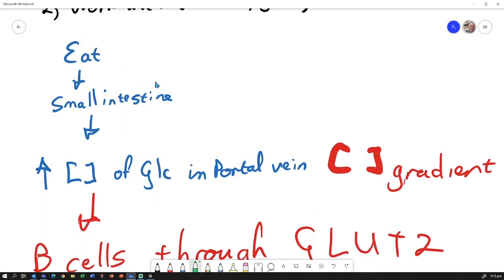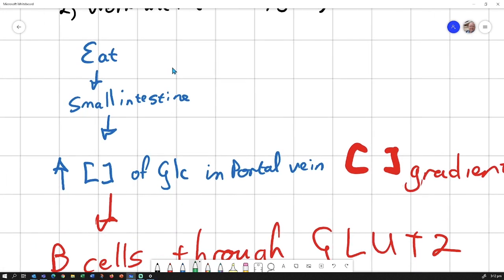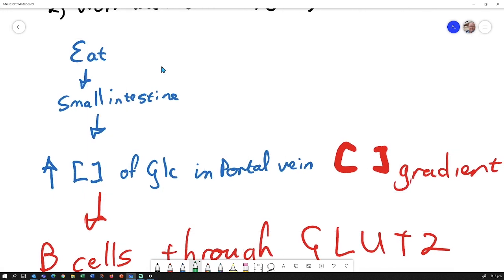Okay, so what I did with the class was we actually went through and looked at a flow diagram of the whole system. So I do think this is important so that you can see the biochemistry and you can see how it then plays out and the kind of level that I want you to get into. So here we go. So you start off by eating.